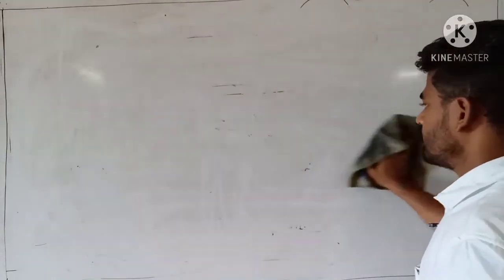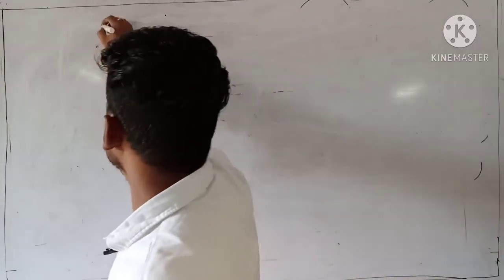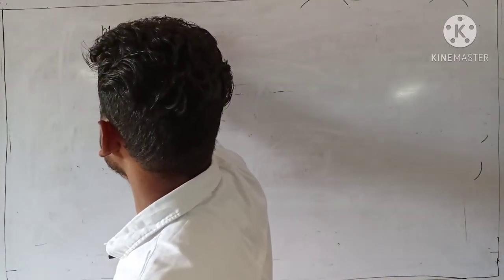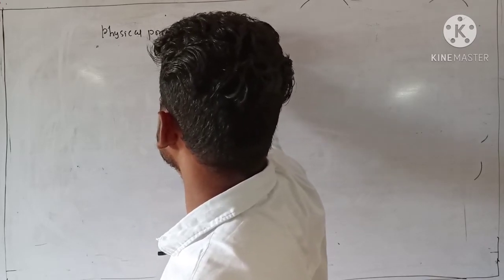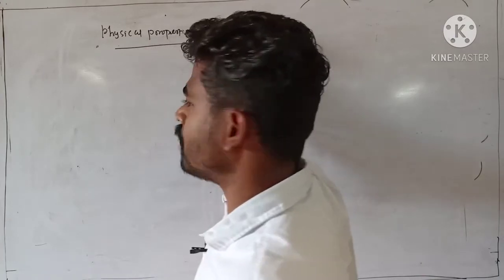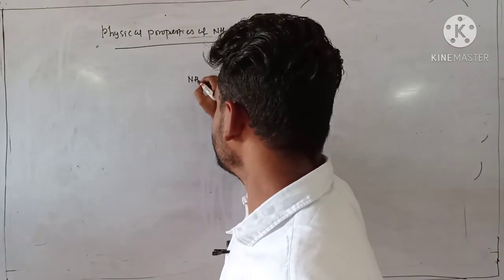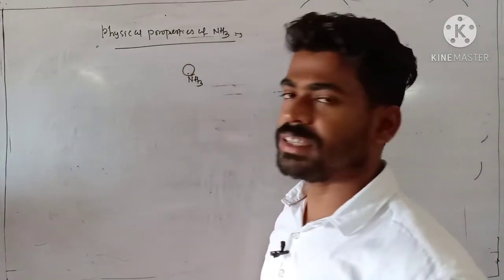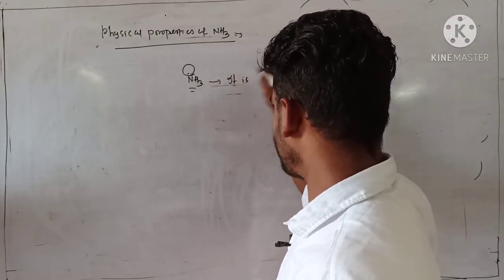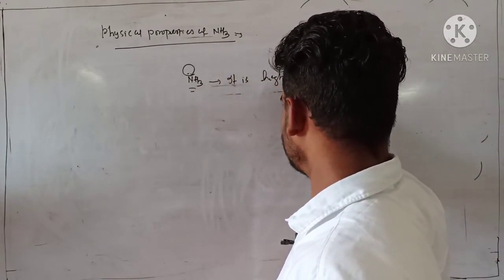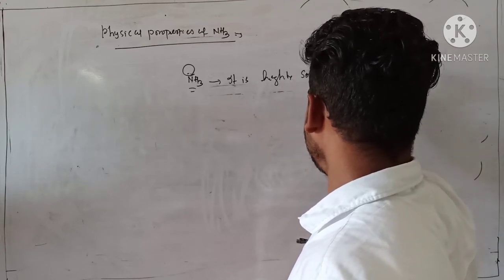Next, that is about its physical properties of ammonia. Ammonia is particularly basic in nature, because of the presence of lone pair electrons, and the first important point is that it is highly soluble in water.